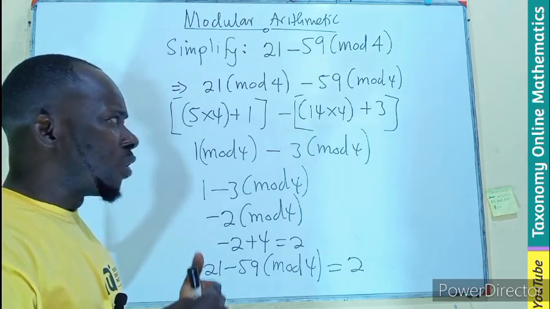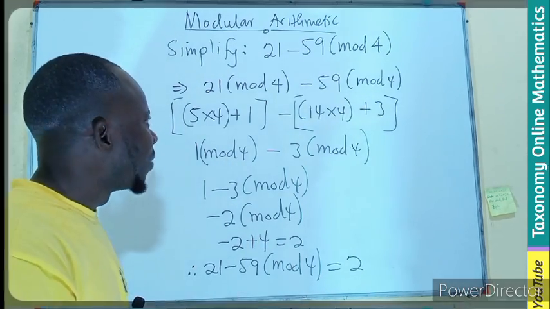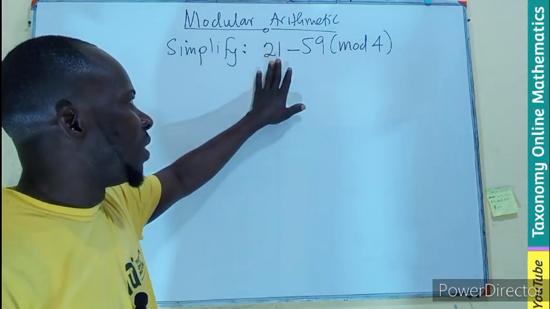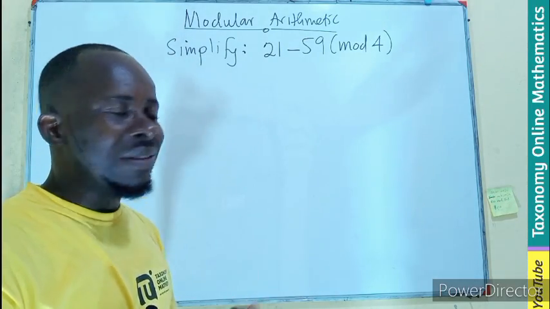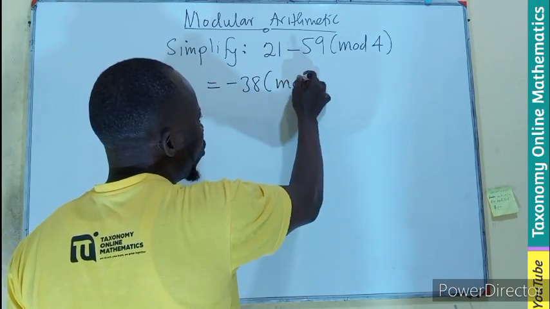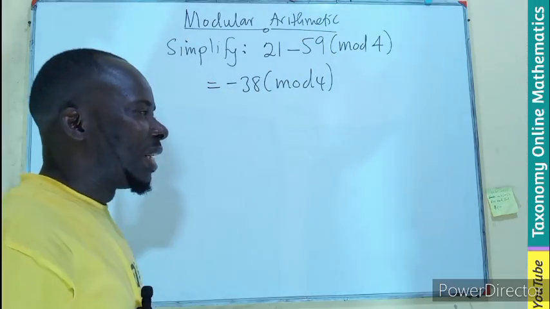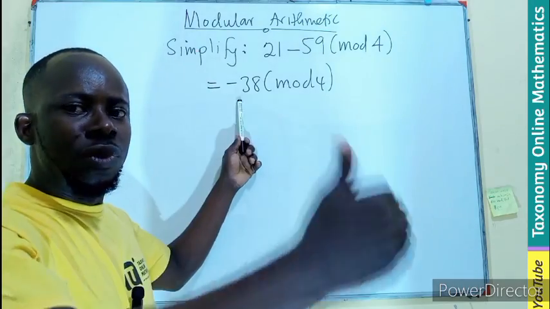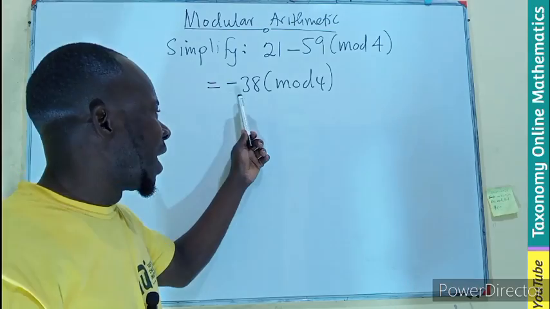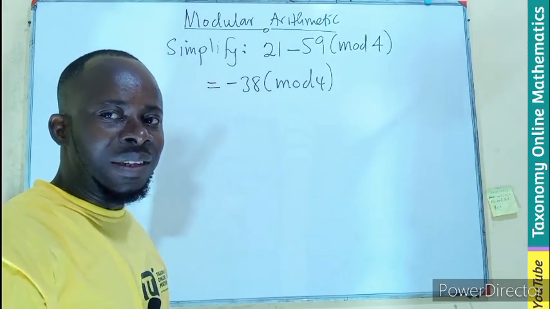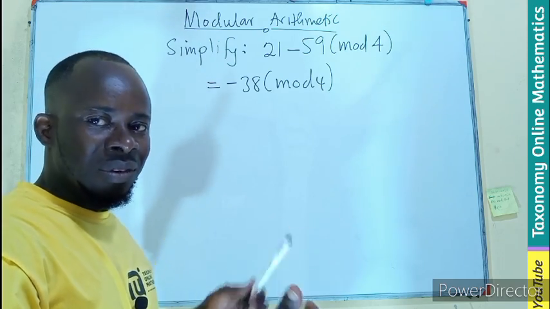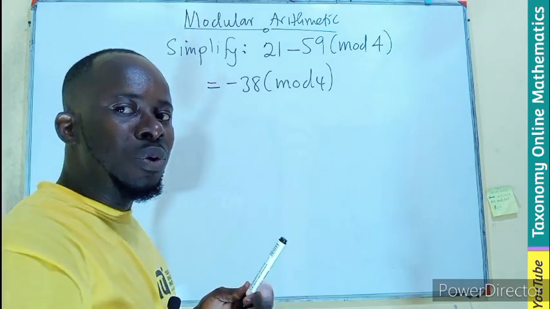Now, we can also pick the alternate method and see how that will look. Alright, so what will be the alternate method or the second method? We are having 21 minus 59. Let's perform that subtraction, and you'll be having minus 38 in the mode of what? 4. Then in negative, we can continue to add the mode until we arrive at the positive answer, right? So minus 38 plus 4 will be minus 34. Minus 34 plus 4, minus 30. Plus 4, minus 28.